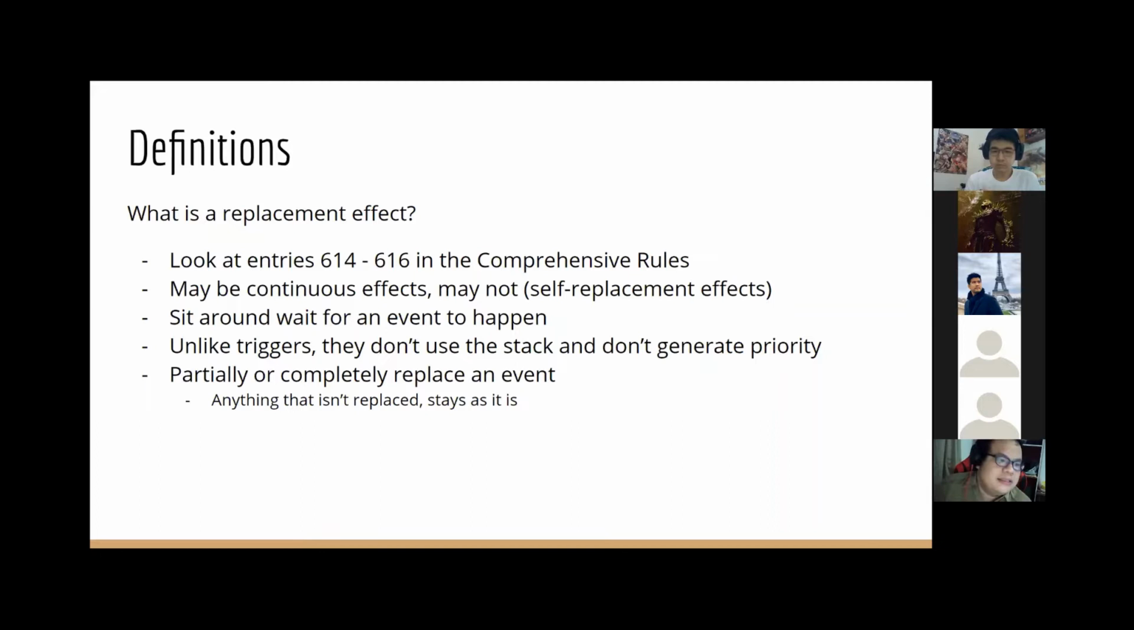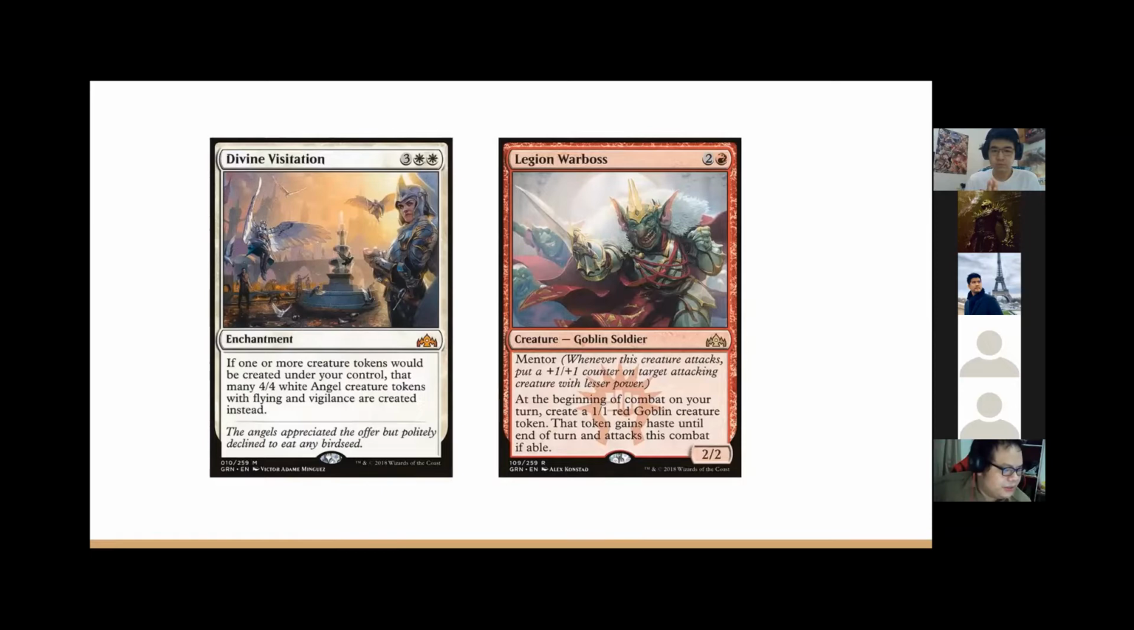Okay, let's take a look at a quick example here. We have 2 cards here. Divine Visitation is an enchantment that says, if one or more creature tokens would be created under your control, that many 4/4 white Angel creature tokens with flying and vigilance are created instead. Like I mentioned just now, we see the word instead, so we know that this is a replacement effect. You also happen to control Legion War Boss, which is a creature that creates a 1/1 Goblin token that has haste and must attack that combat if able. So what happens when you have these two on the battlefield?